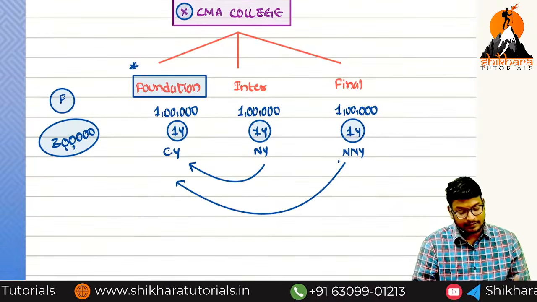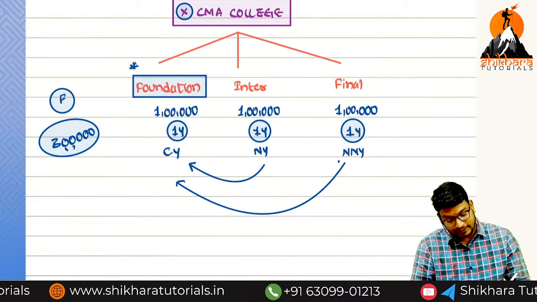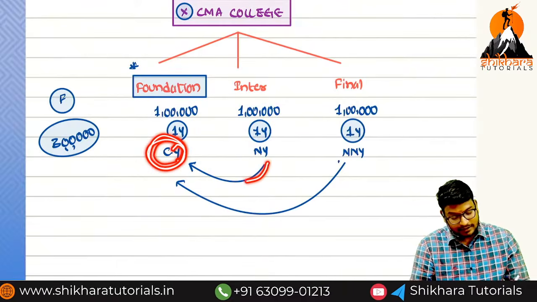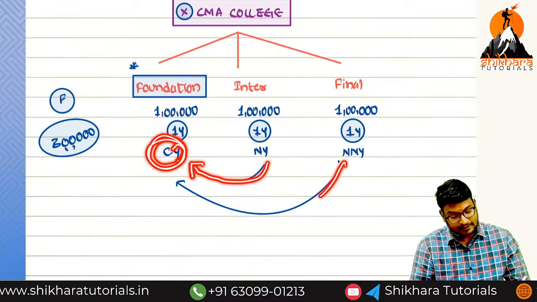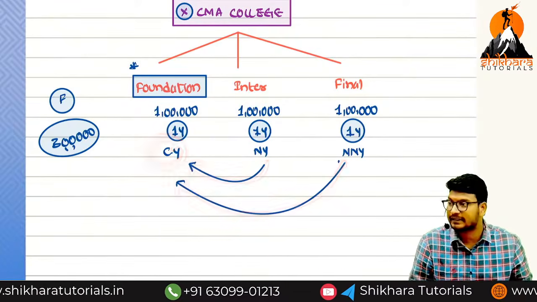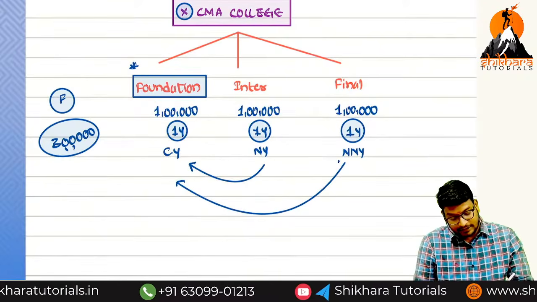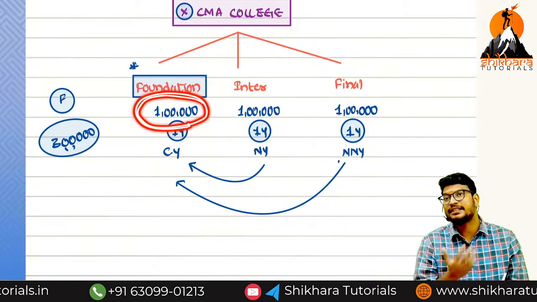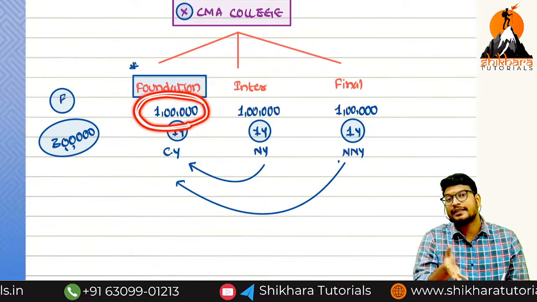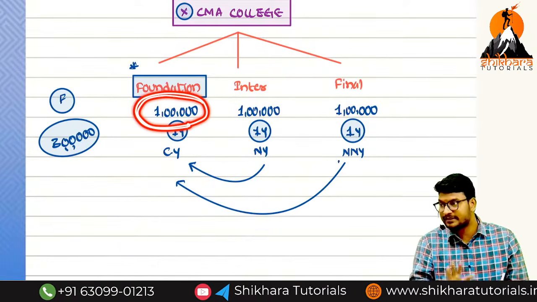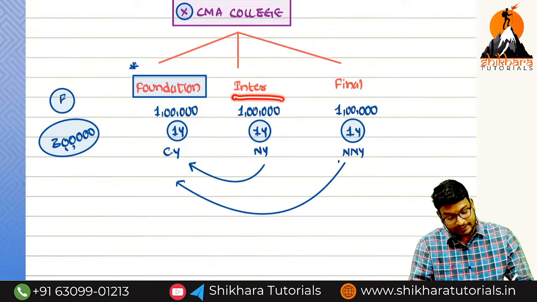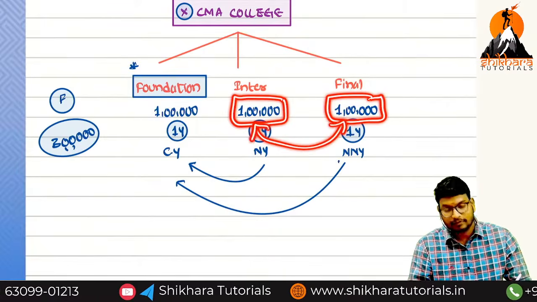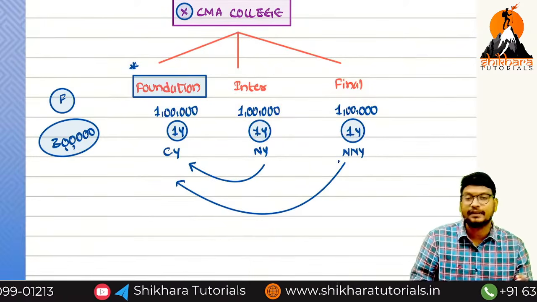So imagine what I am doing, in the foundation level itself, in the current year itself, we are receiving the income of next year and the income of the year after next. So this 1 lakh rupees we are going to call income received in advance. The foundation 1 lakh is called income received. But when coming to the inter level and final level, the 2 lakhs we are going to call what? Income received in advance.